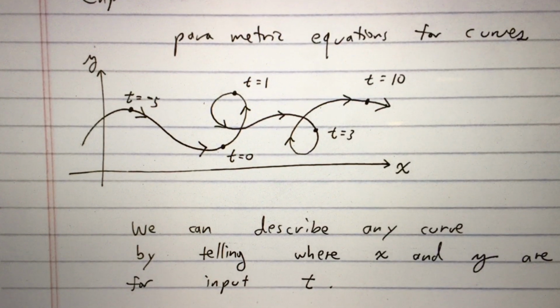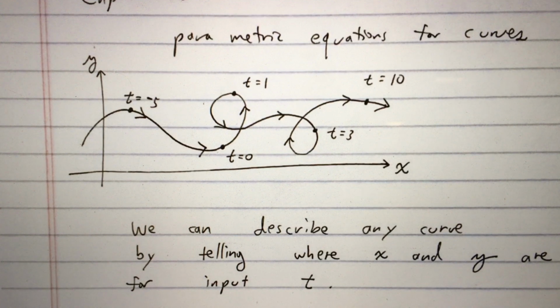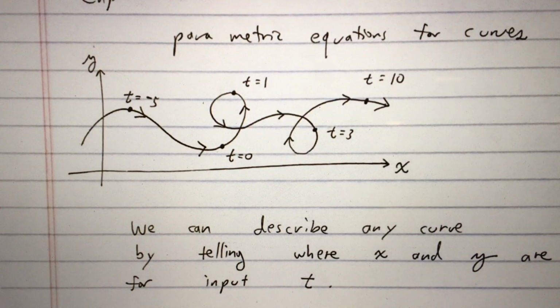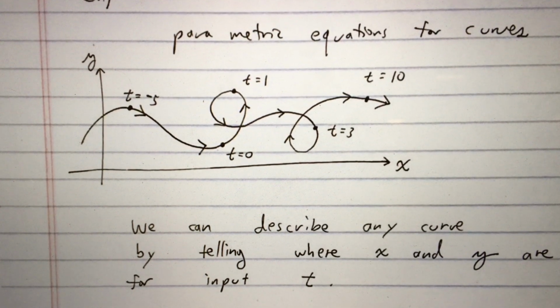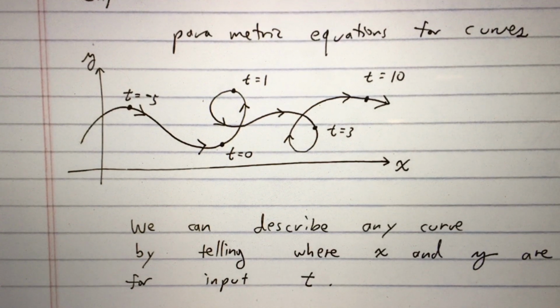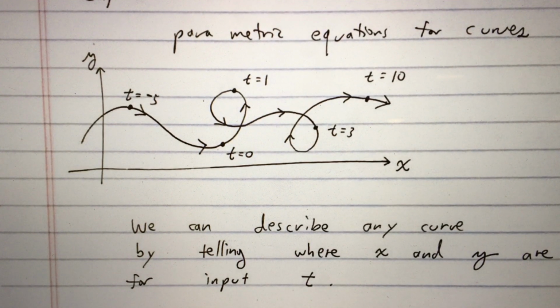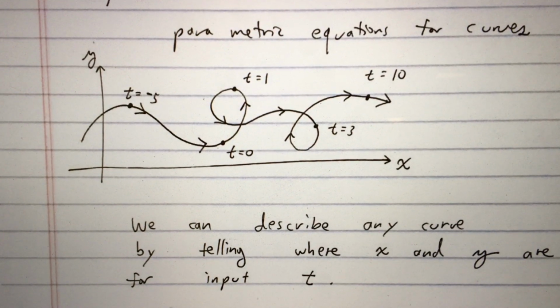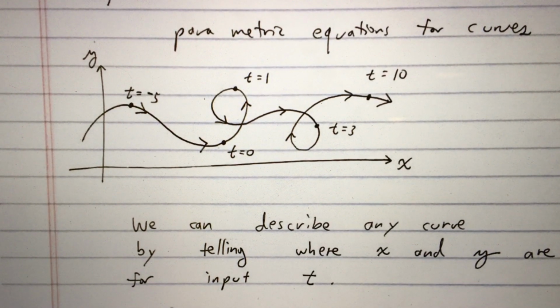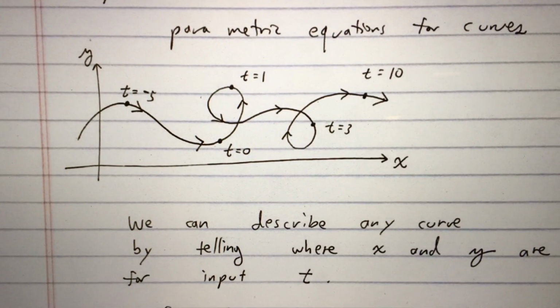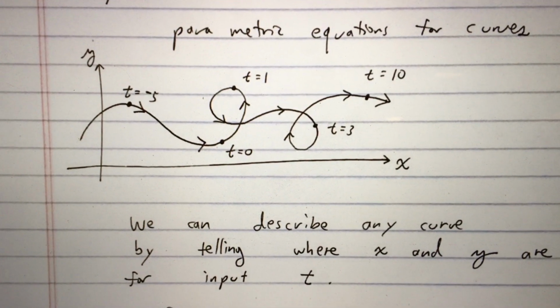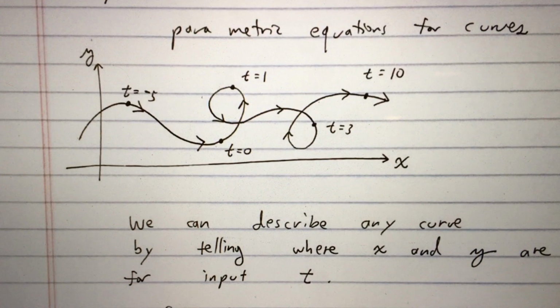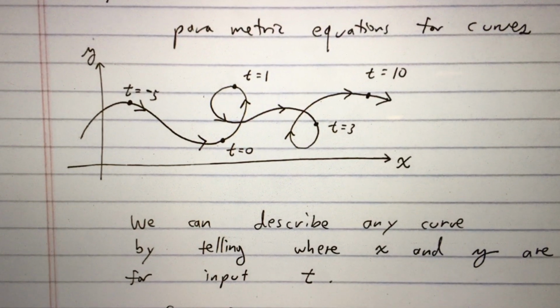Now you can have negative t values or positive t values, and in this one I have t equals -5, and then I put t equals 0, and then 1, 3, and 10 just for some examples. But the arrows should always point in the direction of increasing parameter, increasing t, or increasing time if you want, so that you can see where it's heading next.